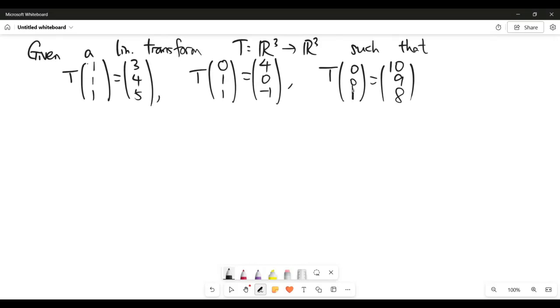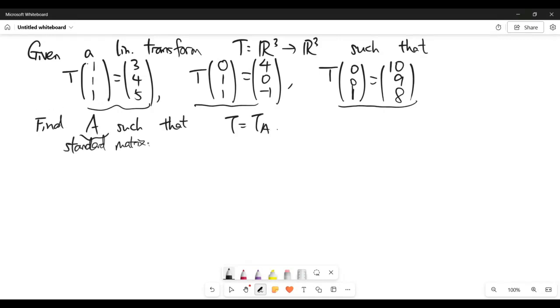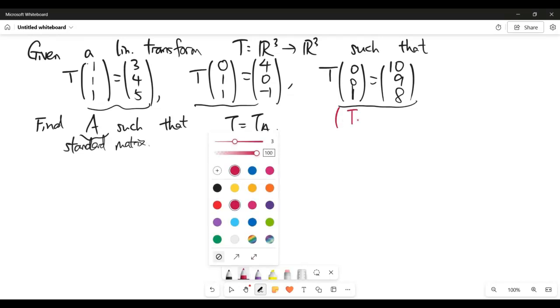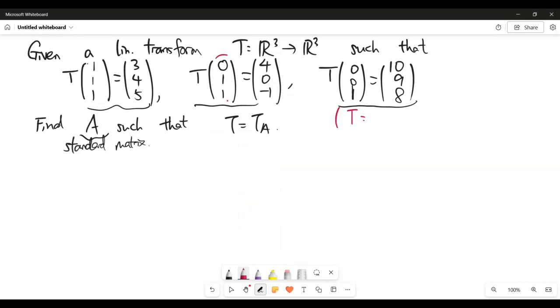Please look at the current problem. I'm giving you a linear transform such that the three maps are given, of three different sets of vectors. And I would like to find the matrix A, the standard matrix A, that can be used to represent this linear transformation. So in this case, what should we do to find the matrix A? First of all, please do a quick dimension check. The linear transformation is sending a three-dimensional vector to another three-dimensional vector. So it's R3 to R3.